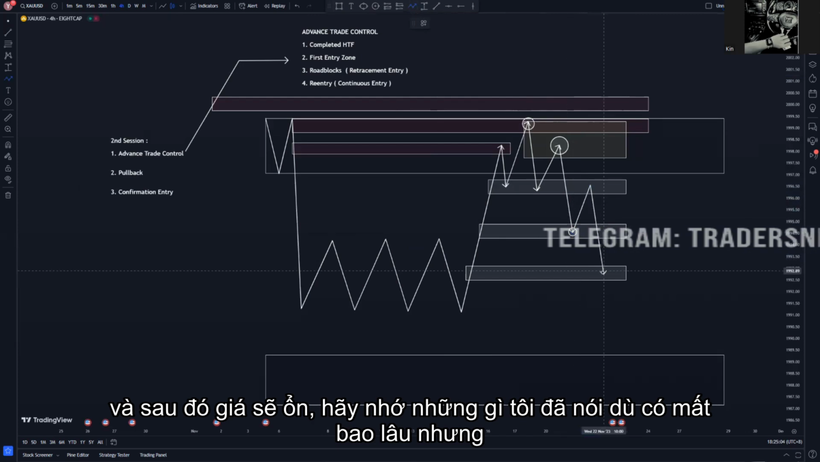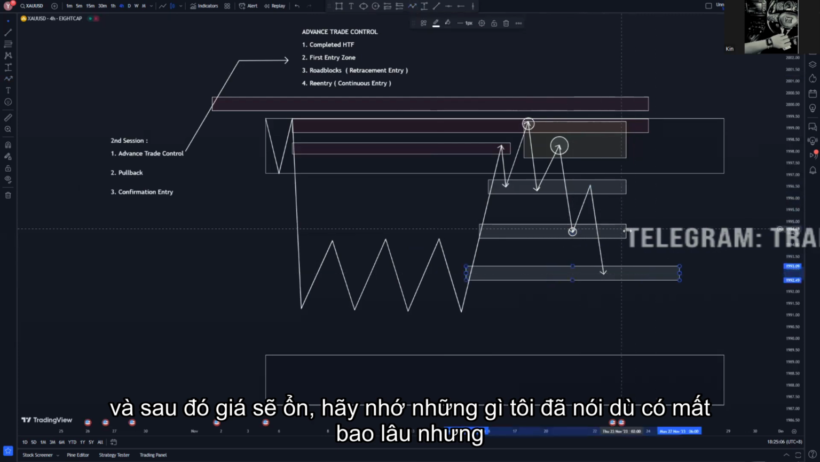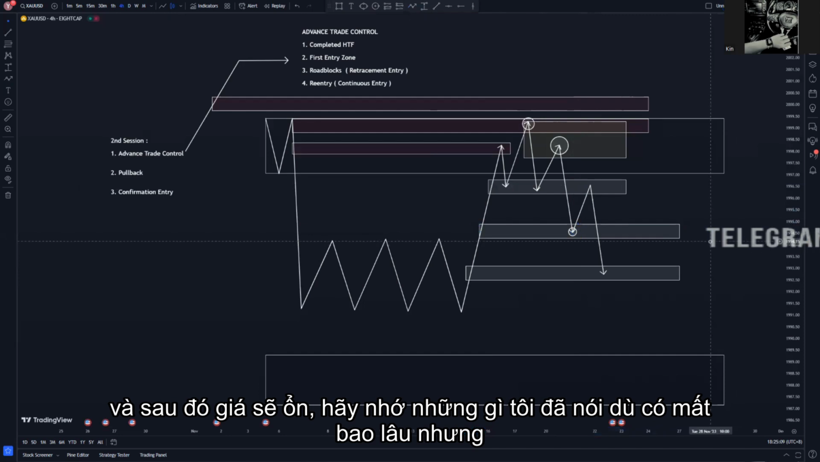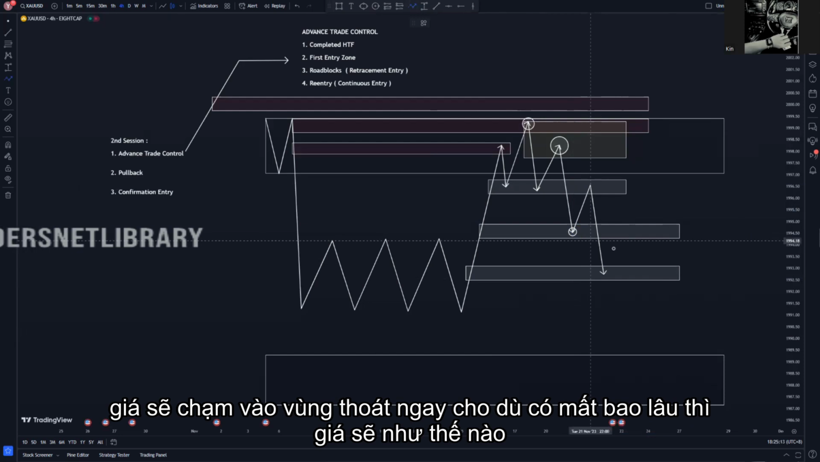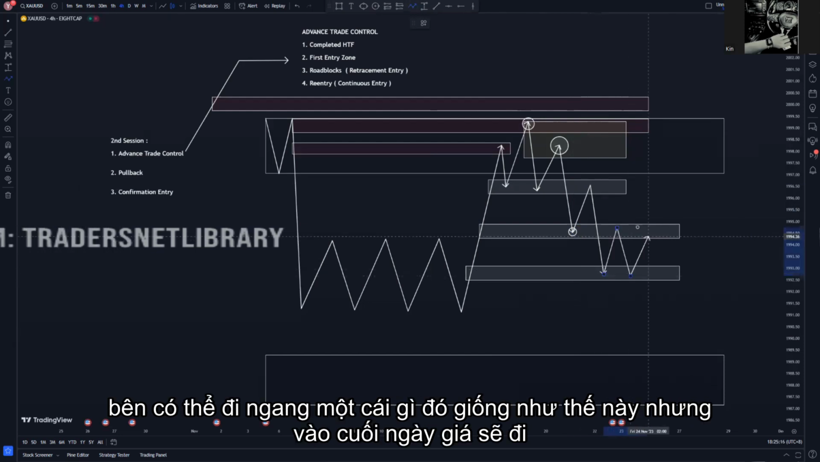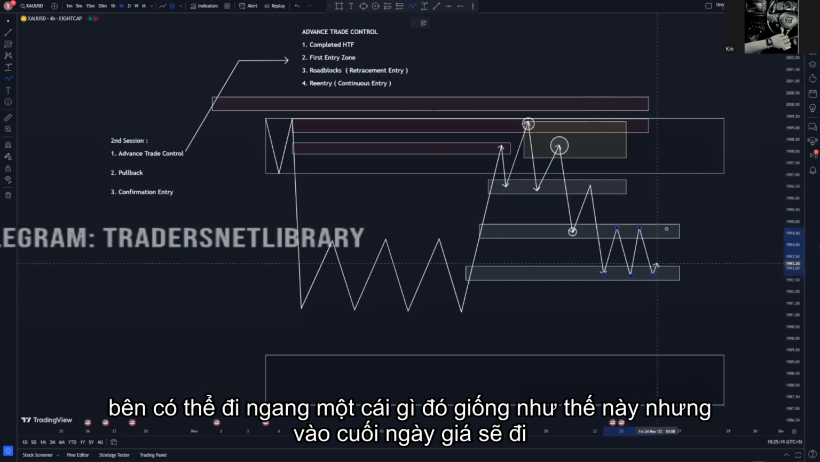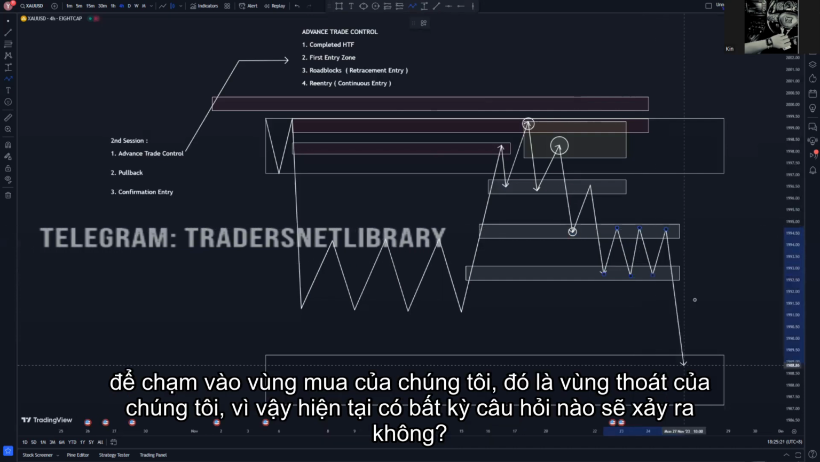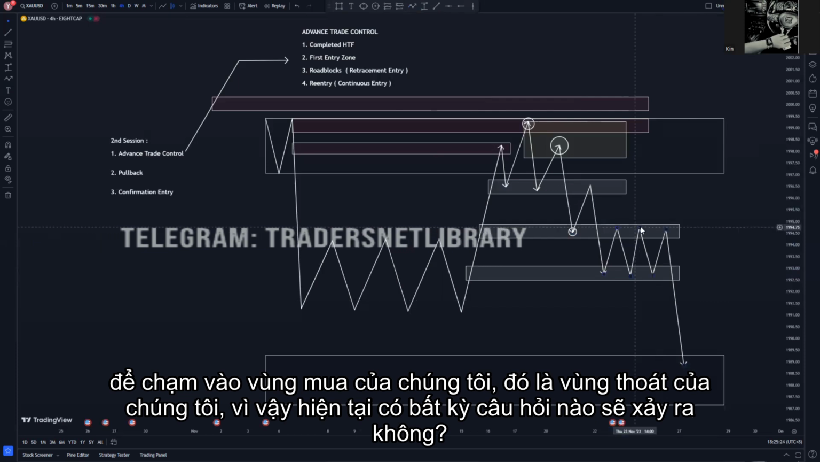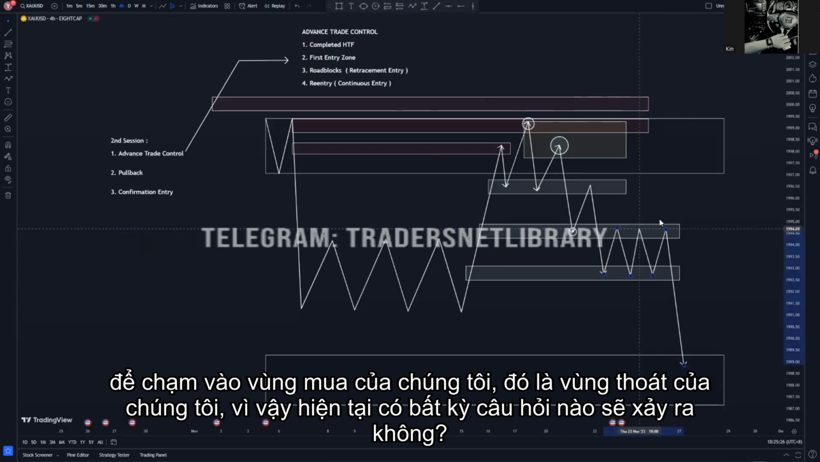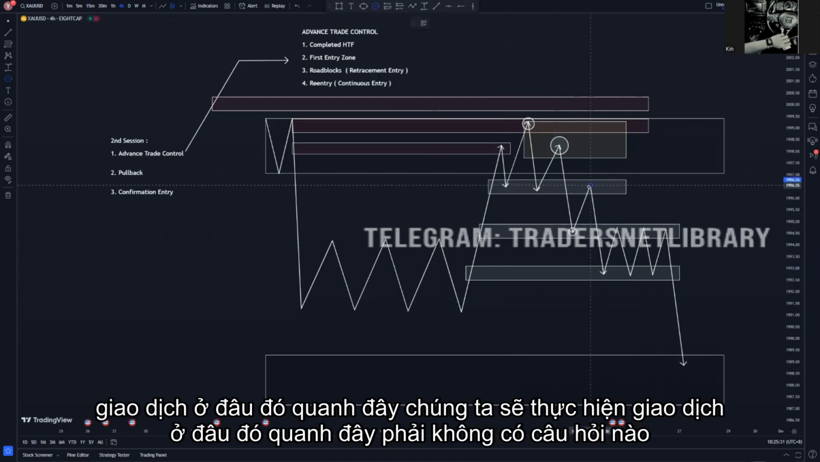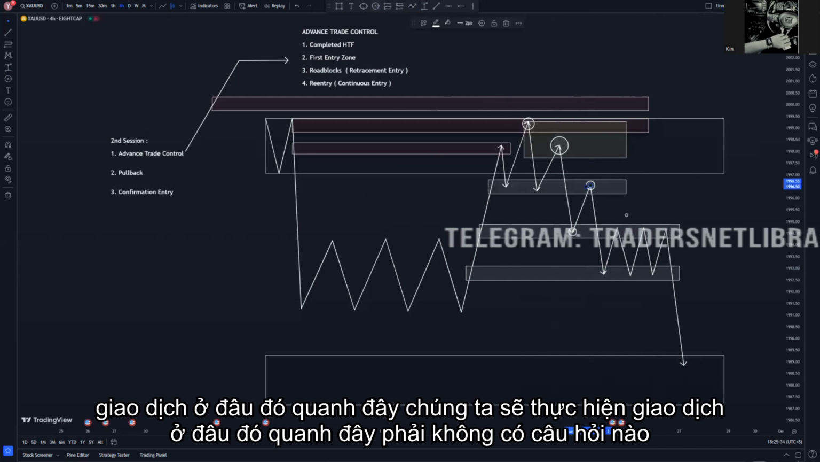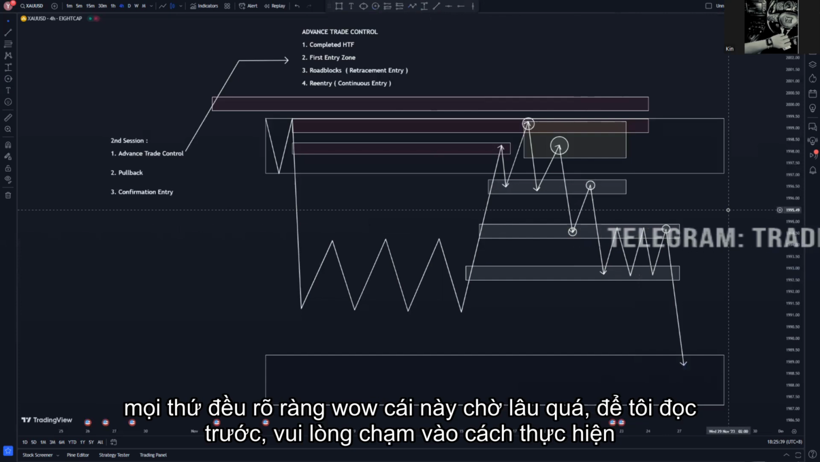Remember what I've said: no matter how long it takes, the price is going to touch the exit zone, right? No matter how long it takes. The price might go sideways, something like this, but at the end of the day, the price is going to touch our buy zone, which is our exit zone. So for now, is there any question? We're going to take the trade somewhere around here. All right, no question, everything is clear.